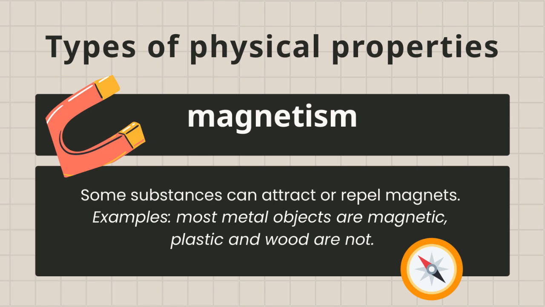Recognizing whether a substance is magnetic can be very useful in many applications, from everyday objects to industrial processes. So, understanding magnetism as a physical property helps us see how materials behave in relation to magnetic forces.